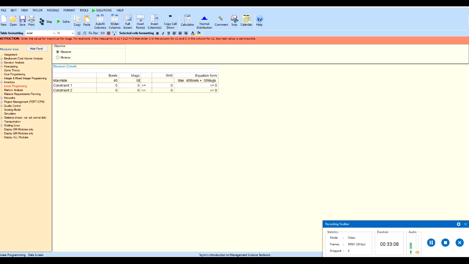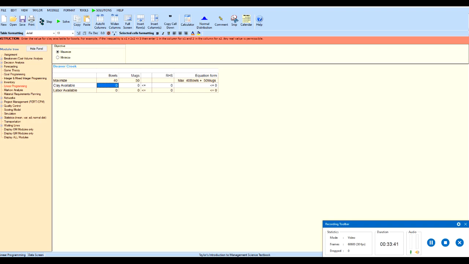So this line here is where we write our objective function. Maximize bowls at $40 and mugs at $50. That is, right here, our objective function. Max z equals 40x1 plus 50x2. Our first constraint is clay available. Our second constraint, labor available.